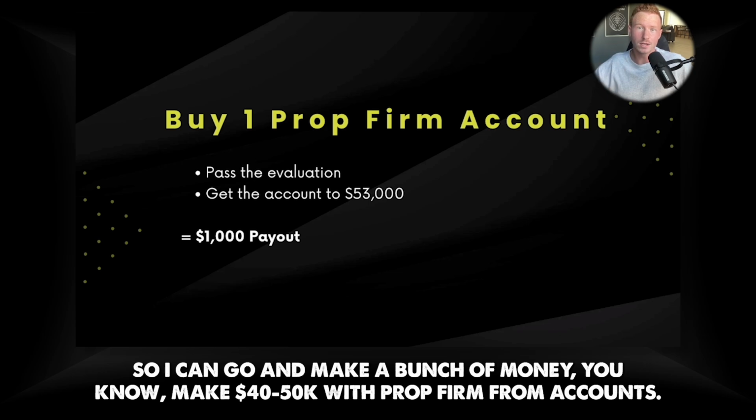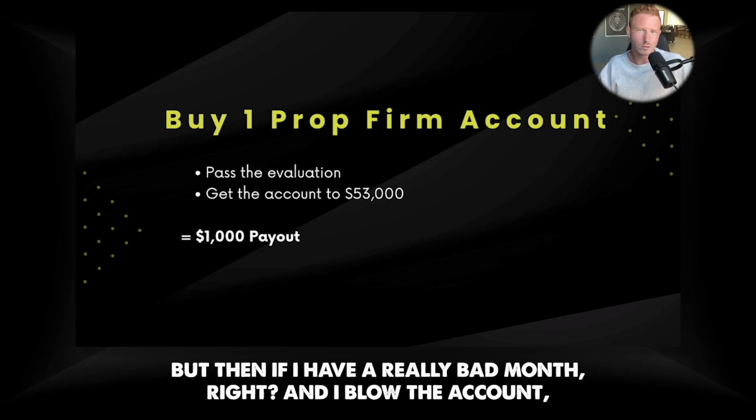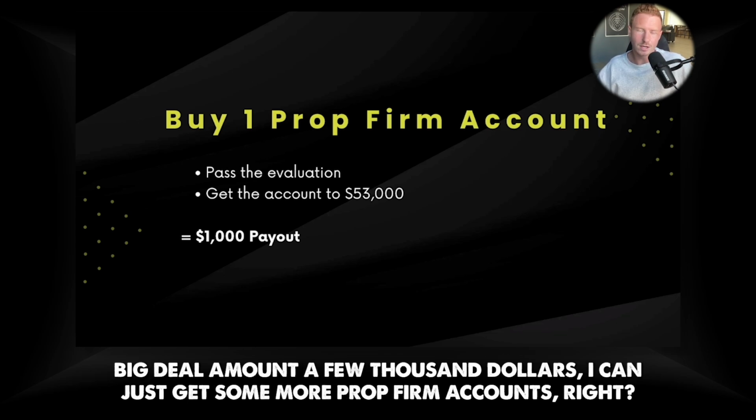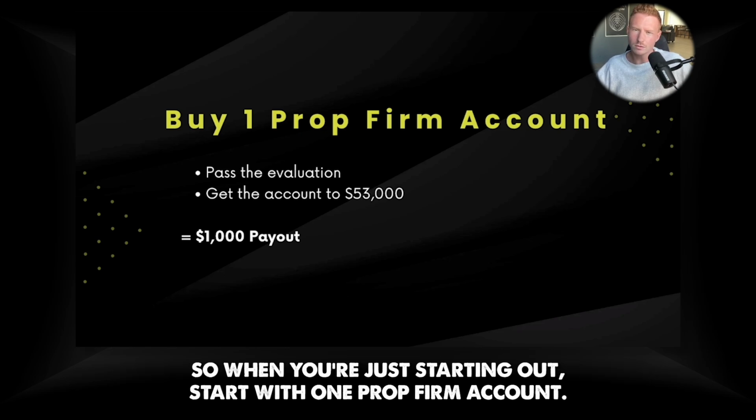So I can go and make a bunch of money, you know, make 40, 50,000 with prop firm accounts. But then if I have a really bad month, right, and I blow the account, big deal, I'm out a few $1,000s. I can just get some more prop firm accounts, right? So when you're just starting out, start with one prop firm account.